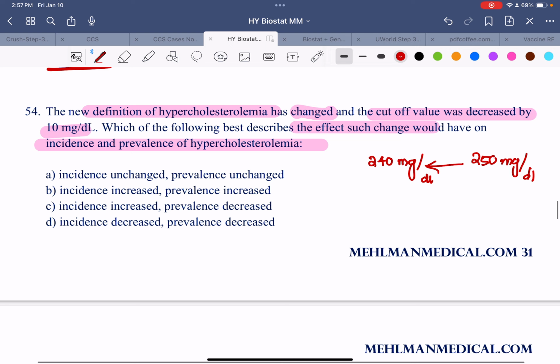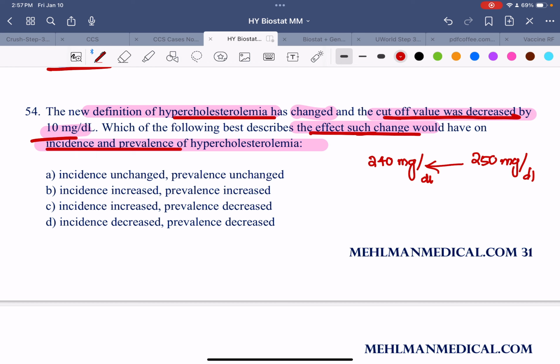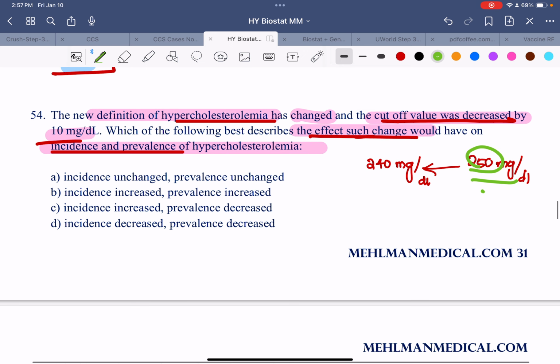Question number 54. The new definition of hypercholesterolemia has changed and a cutoff value has decreased by 10 milligrams per deciliter. What would be the effect of such a change on the incidence and prevalence of hypercholesterolemia? So we have decreased the value from 250 to 240. Before this, the people who had blood cholesterol levels greater than 250, of course not less than 250, will be diagnosed with hypercholesterolemia. People who are greater than 250 were diagnosed, right?